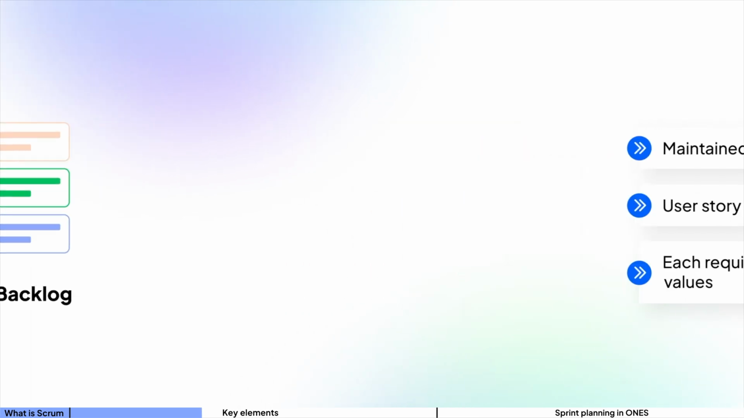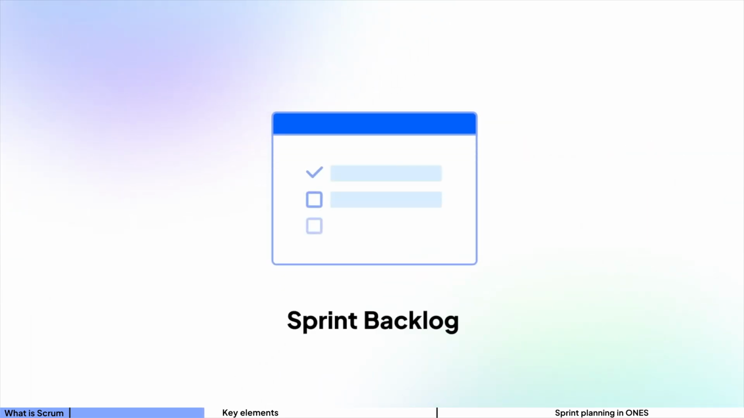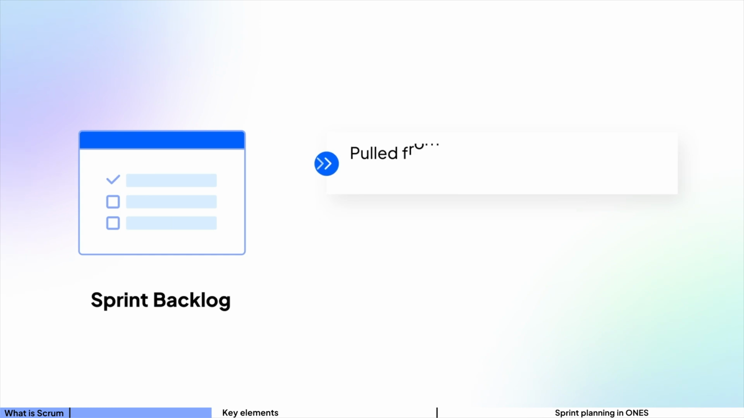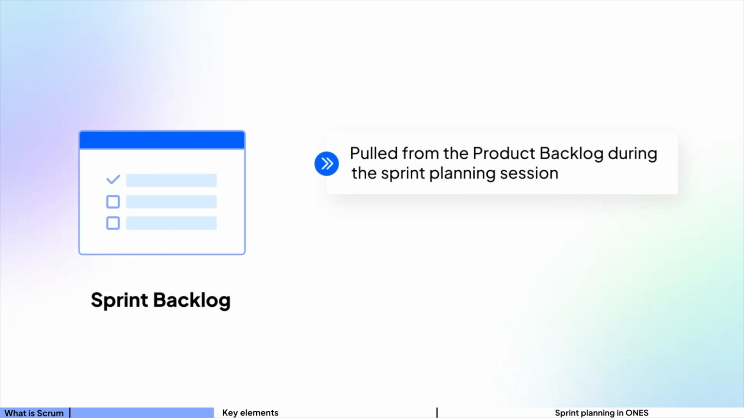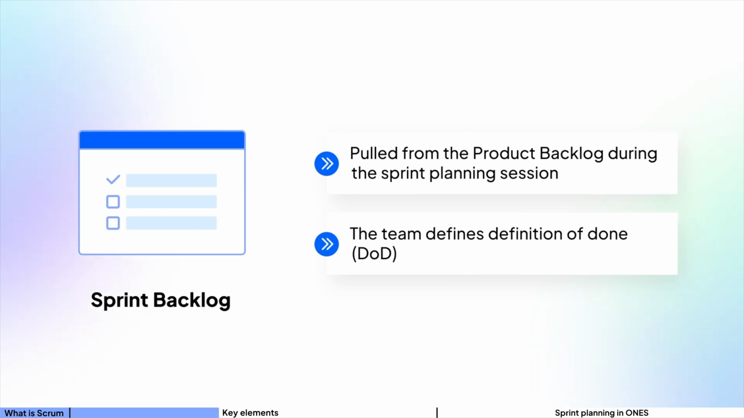Sprint backlog is a list of work in the developer's plan for the sprint after discussion, analysis, and calculation. It's pulled from the product backlog during the sprint planning session. It's the team who defines the definition of done, DOD.